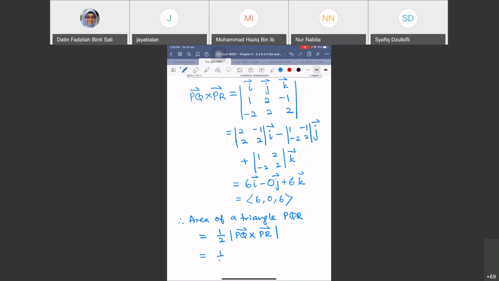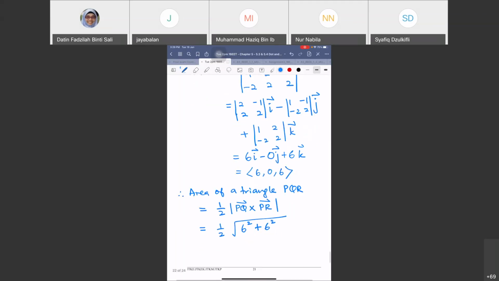Which is then half times the square root of 6 squared plus 6 squared. So that means it is actually just half root 72, or if you want to simplify, you can. Because 72 is 36 times 2, right? So the root of 36 is 6, so you can say 6 over 2, so you can write it as 3 root 2. If you want to simplify, go ahead. But if you leave your answer with this half square root, this is still correct. Until here is already full marks. This is actually optional.